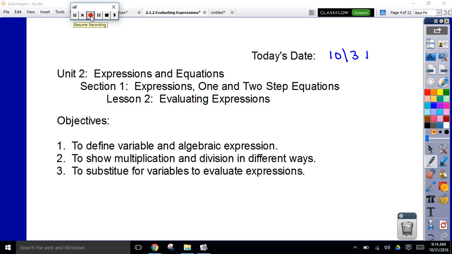Okay, so in today's lesson we're going to be evaluating expressions. We're going to define what variable and algebraic expression are. We're going to talk about showing multiplication and division in different ways. And the big thing, number 3, is substituting for variables to evaluate expressions. And you'll learn what that means in just a second.